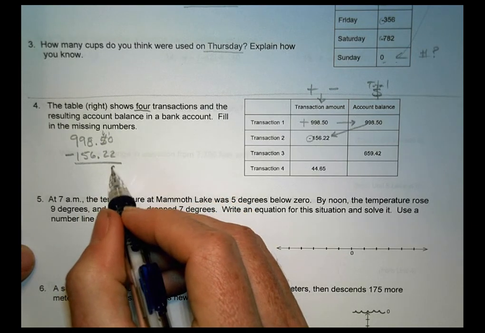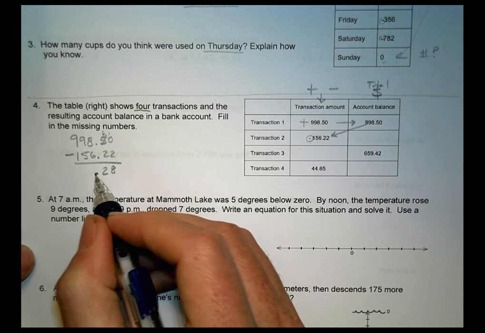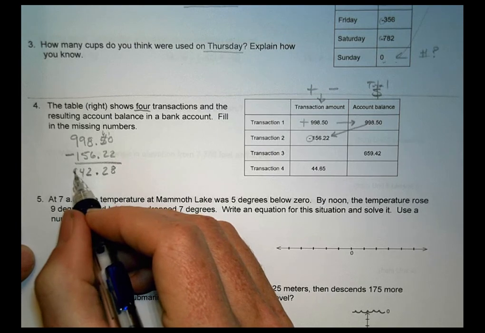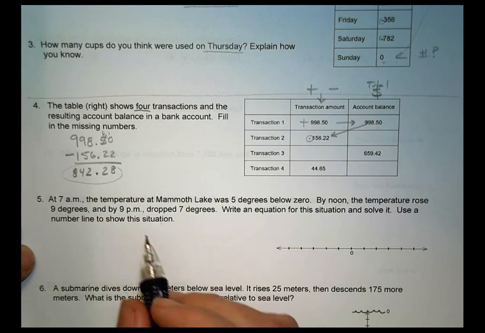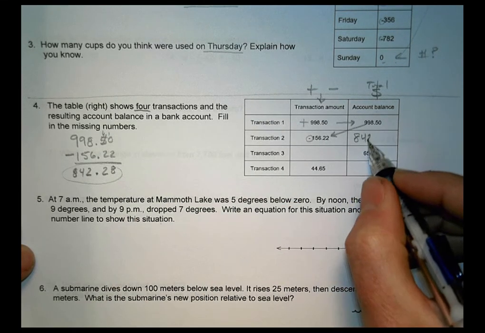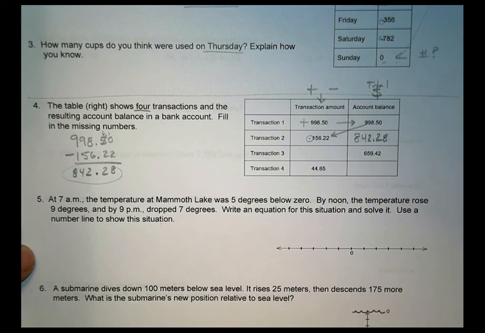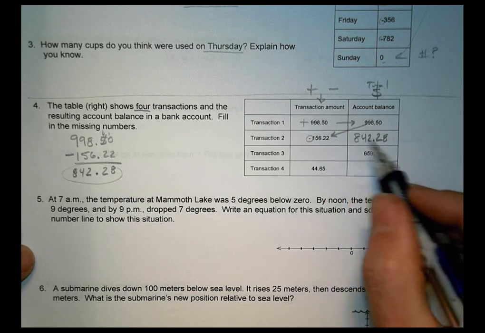10 minus 2 is 8. 4 minus 2 is 2. Keep your decimal where it needs to be. 8 minus 6 is 2. 9 minus 5 is 4. And 9 minus 1 is 8. So our new number here is going to be our new account balance. So we're going to put that right here and write $842.28. Okay, so that's how we're getting there. So this number then works to that spot.